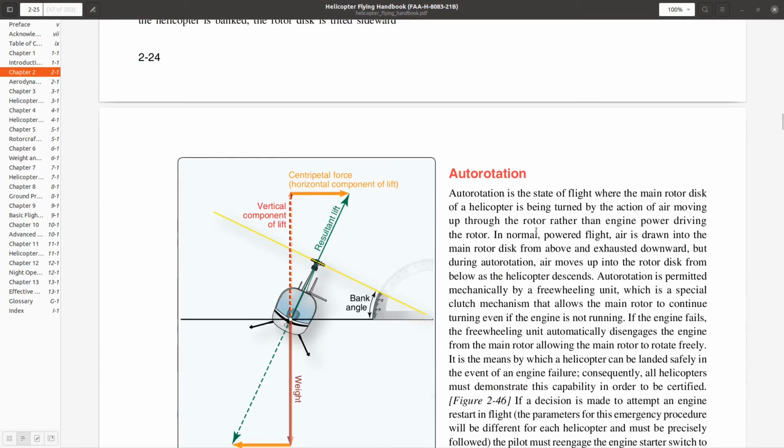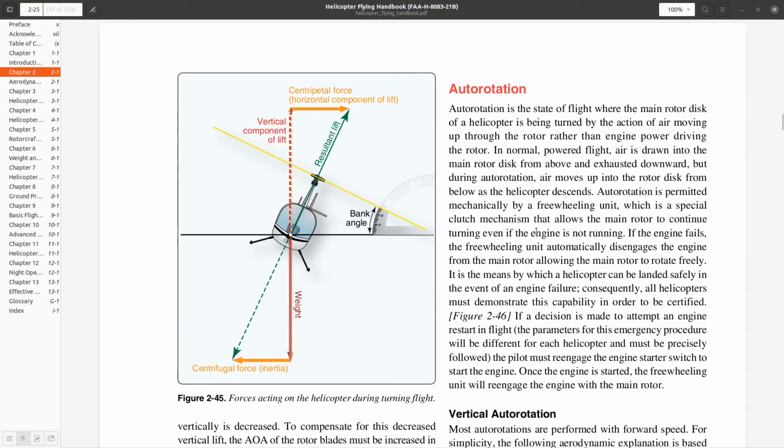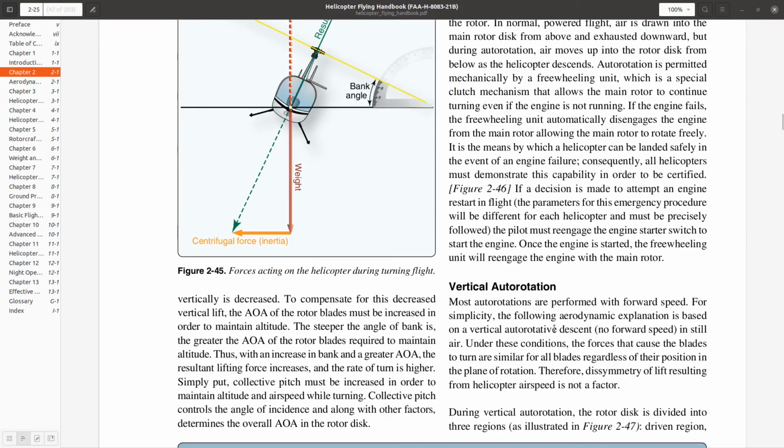So what do you do if your engine fails in a helicopter? Well, you do something called an autorotation. And how is this allowed to happen? It's allowed to happen because there is an automatic mechanism where if the engine speed is less than the rotor speed that's going into the transmission, it will disengage the engine from the rotors. And this will allow you to continue to fly your helicopter.